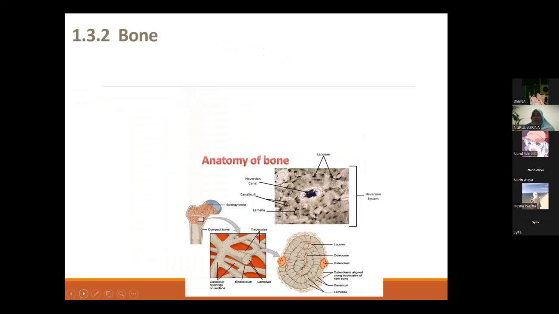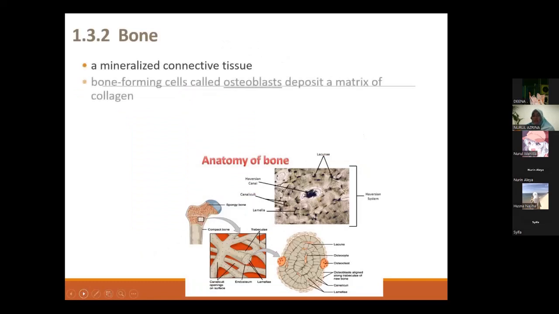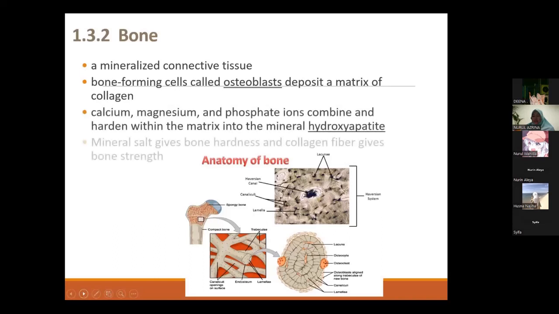Okay, so we are finished with cartilage. Next we go to bone. Please ask if you have questions. Next is bone. Bone is another specialized connective tissue, but it is a mineralized connective tissue. Why? Because it is added with minerals that make it hardened, which causes the bone to be hard. Without these added minerals, our bone would basically have the same properties as cartilage.